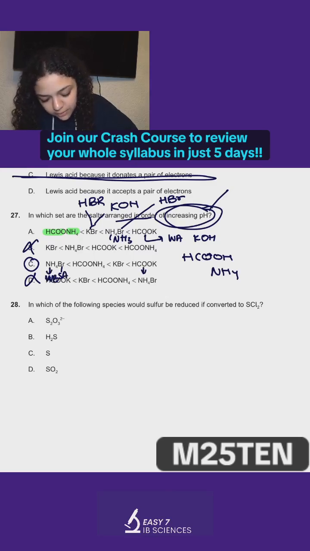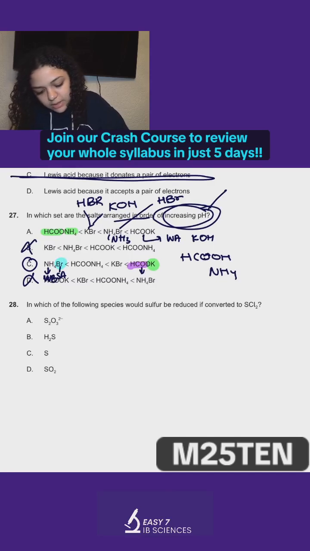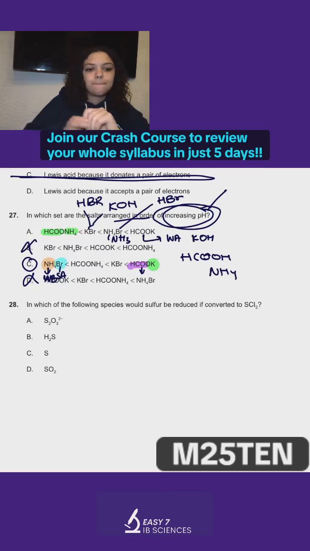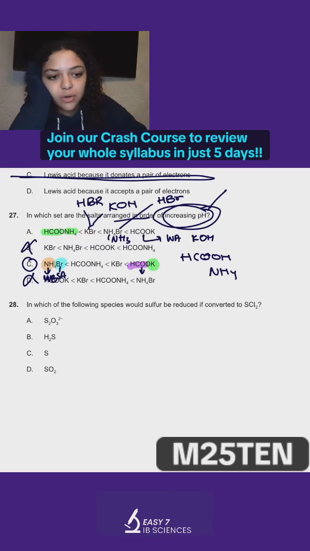Does this make sense, everyone? This is a strong base and this is a weak acid and therefore it's the highest, and this is the strongest acid and this is the weakest base and that's why it's the lowest. How do you know it's HBr and potassium hydroxide? You just know that the only acid that can be formed with bromine is HBr.